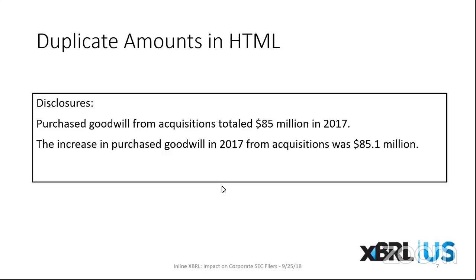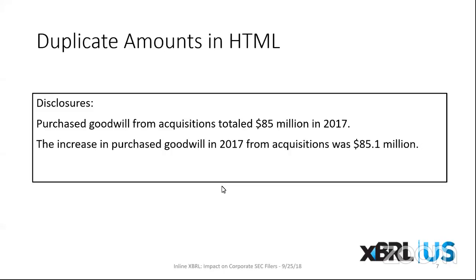It's really the same number, same tag, but it's a different number specifically in the displayed presentation. In this case, with inline XBRL, that number should be tagged twice. First is the 85 million, and then is the 85.1 million, 85,100,000. That is proper and okay.